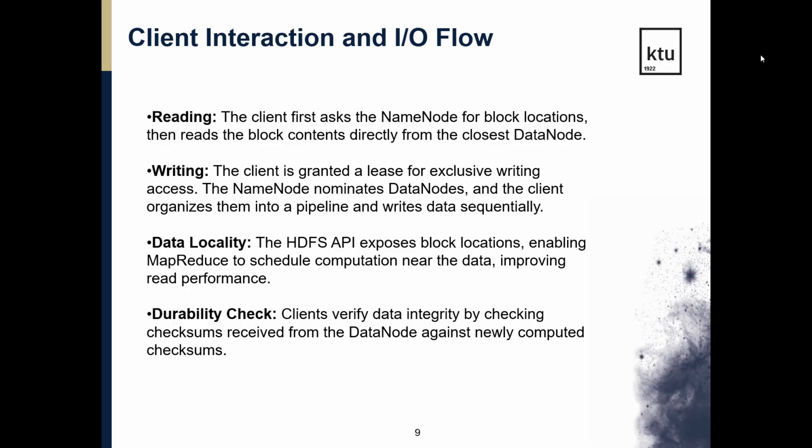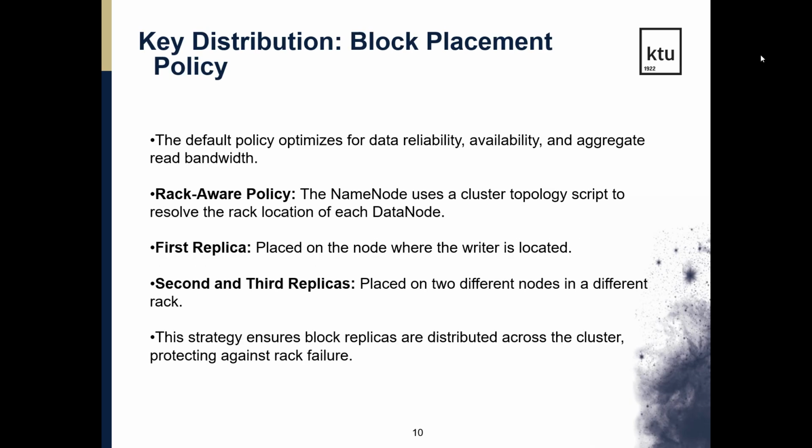Data locality. What data locality is used for is to make performance faster; we store related data next to each other. And durability check. Like clients verify a thing called a checksum so that all the data given is actually written in the data node, so nothing corrupted happened.